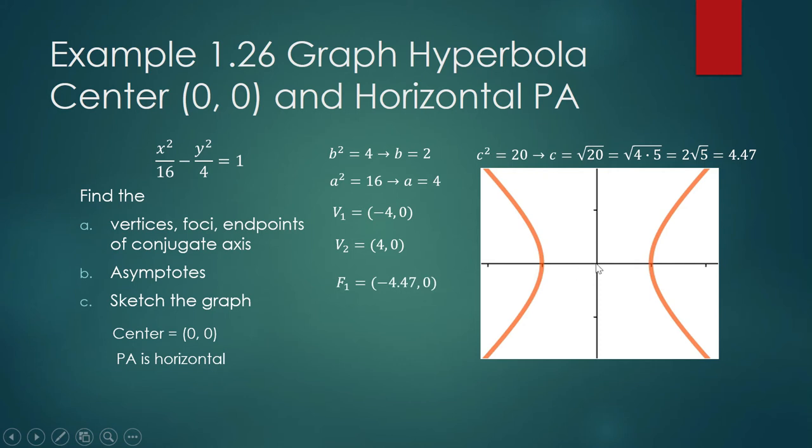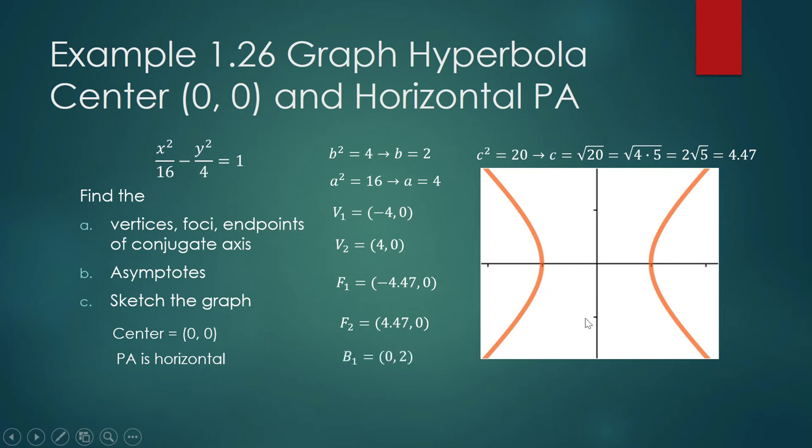What about the foci? We shall use the value of c. Negative 4.47, to the left of the center, is going to be somewhere here, close to the vertex, and the y coordinate is 0. That's focus 1. Focus 2 would be to the right of the center, also at a distance of 4.47 from the center.